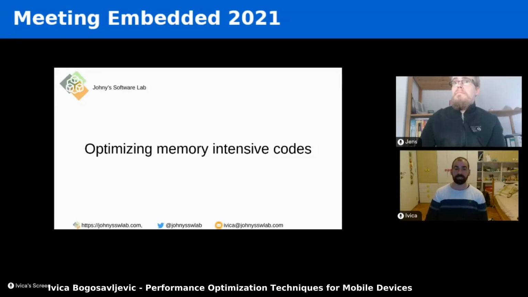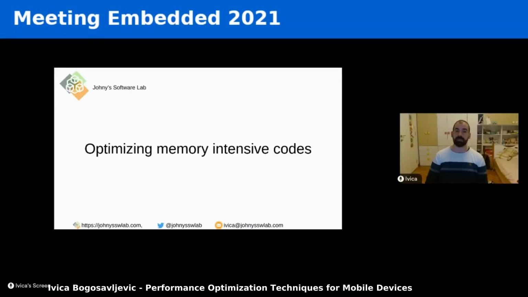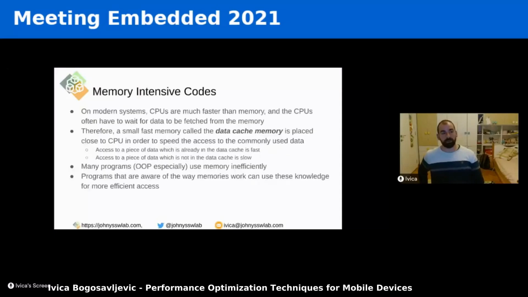Okay, next thing is optimizing memory intensive codes. We talked about computational intensive code. Now memory intensive codes, what's that? CPUs are much faster than the memory. And what happens, and this happens a lot, is that CPUs have to wait for the data to be fetched from the memory. So the CPU designers did the following. They added a small fast memory called the data cache memory. And this memory is inside the CPU. And it is used to speed up access to the commonly used data.